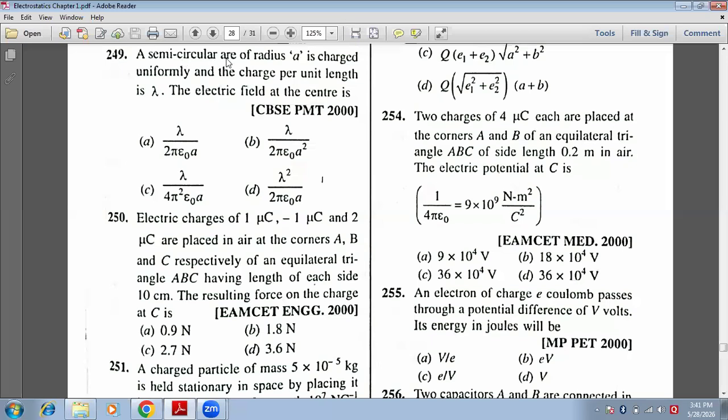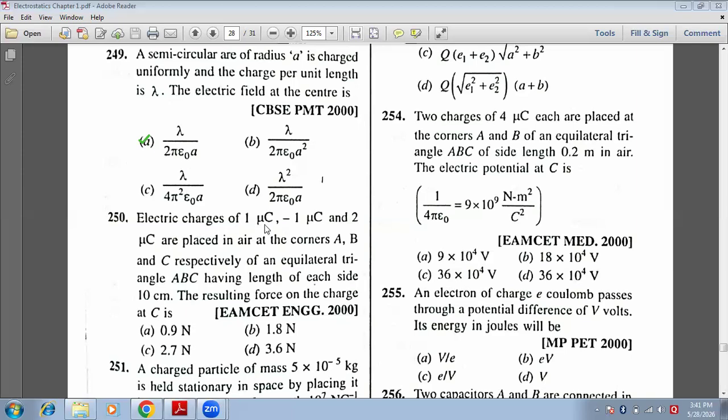A semicircular arc of radius a is charged uniformly and the charge per unit length is lambda. The electric field at the center is: option A, lambda/(2π ε0 a); option B, lambda/(2π ε0 a^2); option C, lambda/(4π^2 ε0 a); option D, lambda^2/(2π ε0 a). Correct answer: option A, lambda/(2π ε0 a).